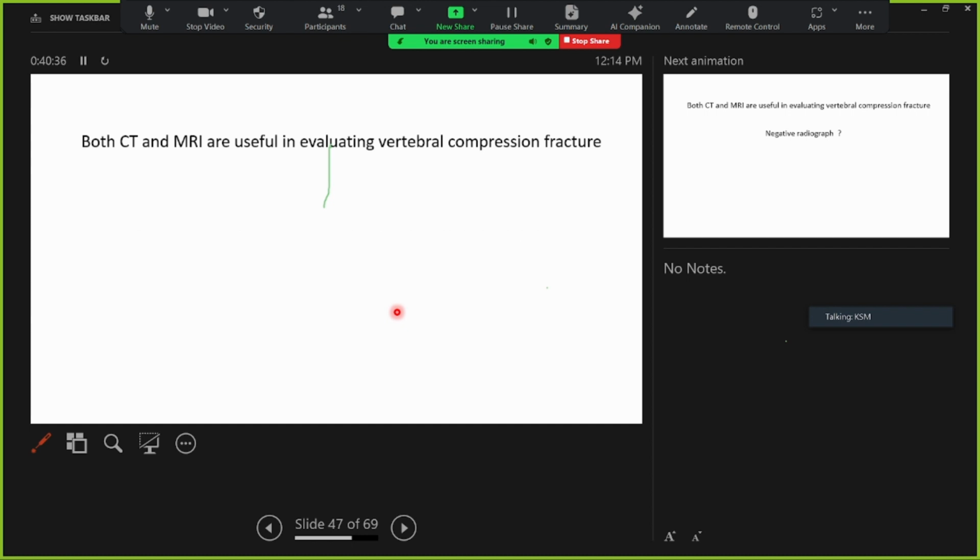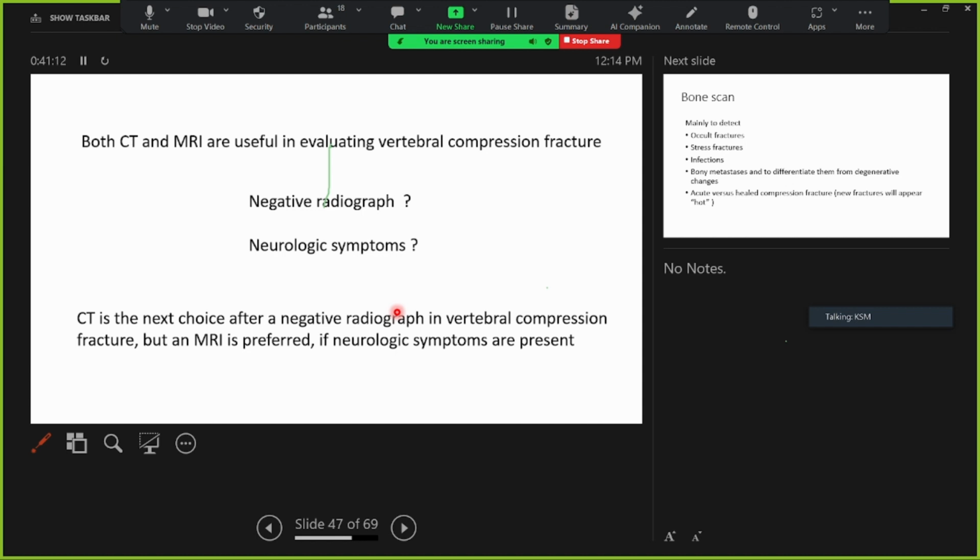Both CT and MRI are useful in evaluating vertebral compression fractures. If you suspect a fracture and the X-ray is negative, you have to think about whether to do a CT or MRI for the next imaging. Then you have to look at whether the patient has any neurological symptoms. If so, MRI is better than CT, but we can still do a CT first and assess for changes and then go for MRI, as we don't have freely available MRI. But ideally, if neurological symptoms are there, we can go for an MRI.